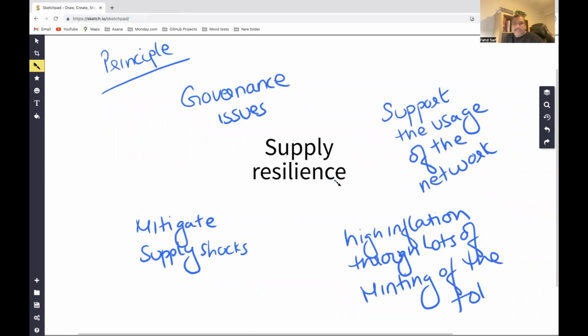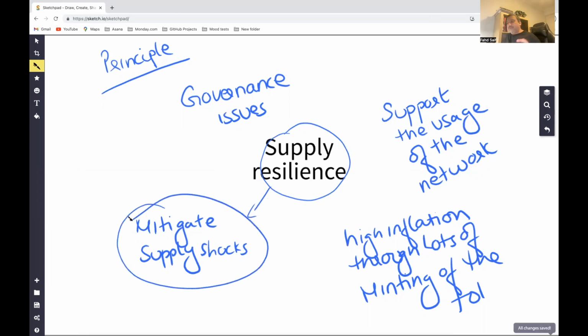All right. So the next thing that we are going to talk about is supply resilience. Now, what we mean by supply resilience is that your token economics is adjusting based on what is happening around the ecosystem. So if the demand and the supply of your token changes inside your ecosystem, your supply adjusts itself and you mitigate the supply shocks.